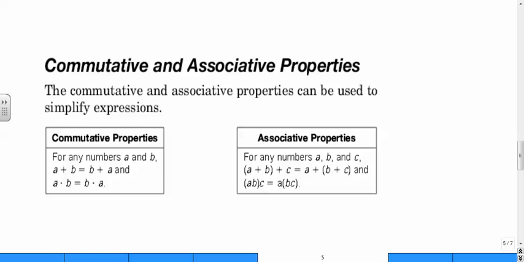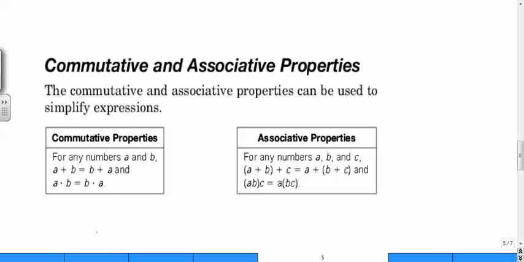We're still on unit 2.05, number properties, and we're talking about the commutative and associative properties. The commutative property tells you that for any numbers a and b, when you add them you can switch places. When you multiply them you can switch places and you will still have the same answer. A plus b is the same as b plus a. A times b is the same as b times a.